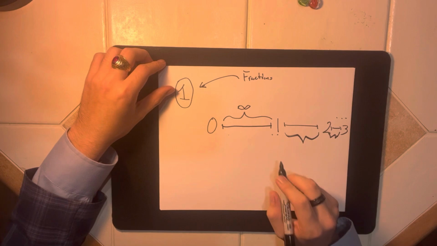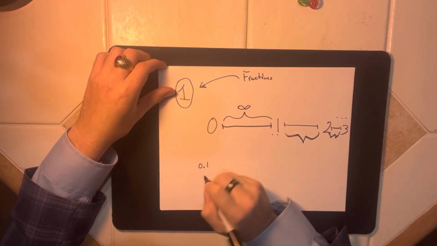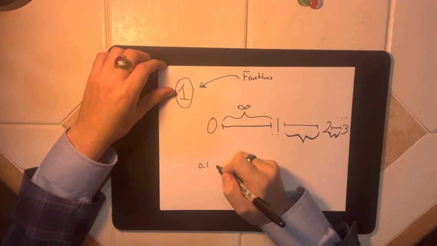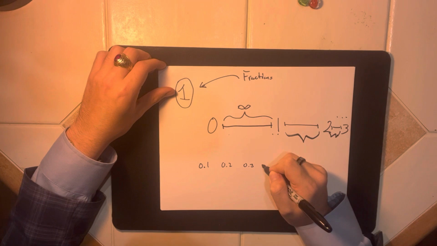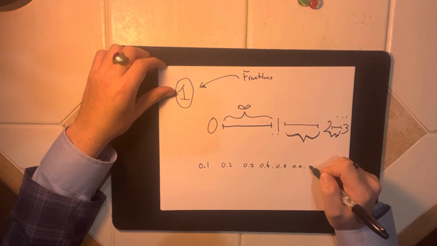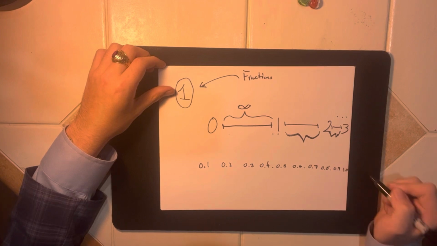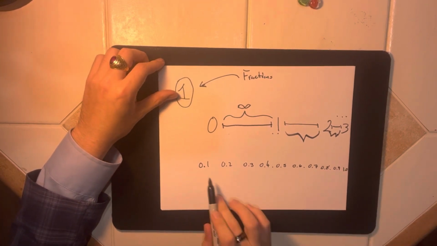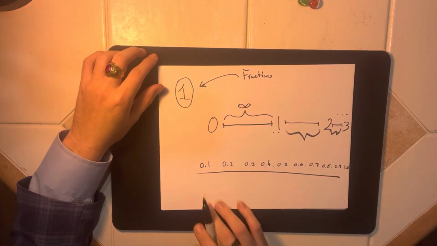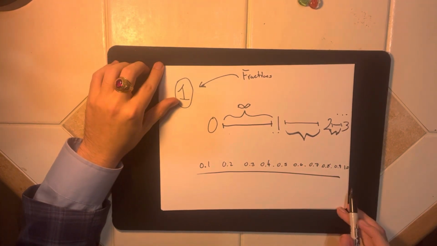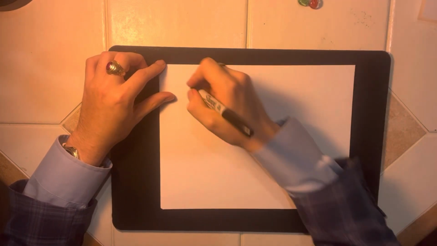So in between 0 and 1, we have 0.1, to be exact. Then 0.2, 0.3, 0.4, 0.5, 0.6, 0.7, 0.8, 0.9, and then we have 1.0 to be exact. So all of these are decimal numbers, and it's important to identify what decimals are to understand fractions. So what fractions are basically these decimal numbers.